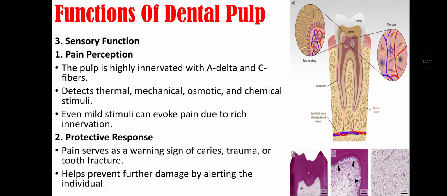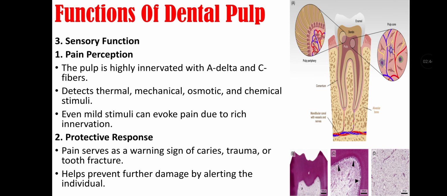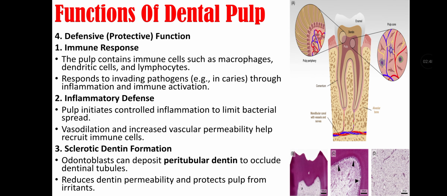Third function of dental pulp is sensory function, that includes pain perception and protective response. Pain perception. Pulp is highly innervated by A delta nerve and C fibers that detect thermal, mechanical, osmotic, and chemical stimuli. Even mild stimuli can evoke pain due to rich innervation. Second sensory function is protective response, as pain serves as a warning sign of caries, trauma, or tooth fracture. This helps prevent further damage by alerting the individual.